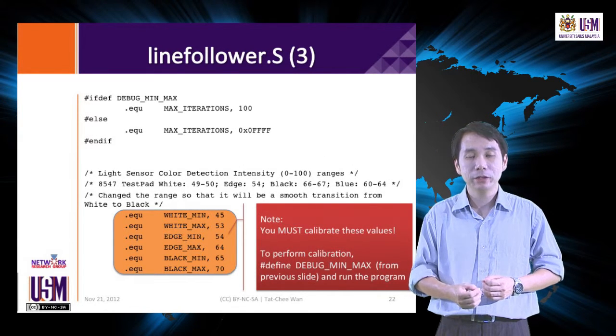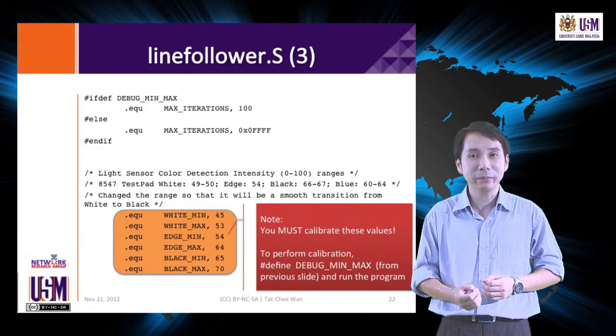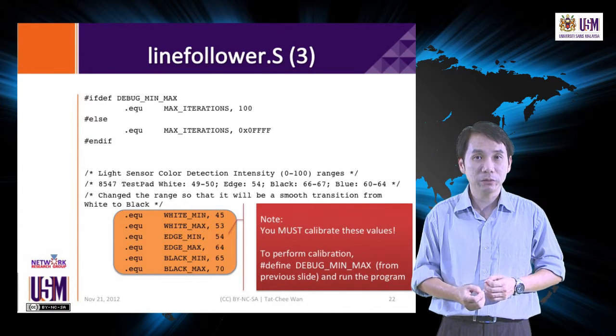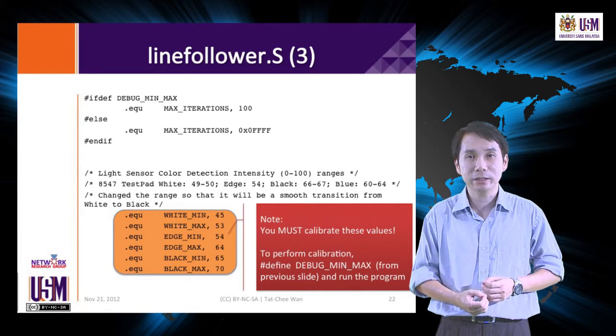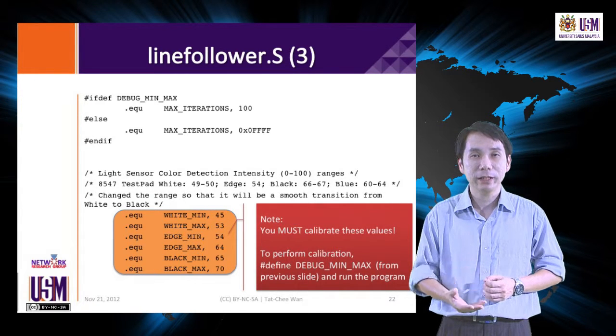Next, we will look at the various settings or values we use for determining whether the sensor is detecting a line, on the edge, or outside of the line. And these values, as mentioned, must be calibrated. So if we define debug min-max, the program will no longer operate in the normal way, but instead enter debug mode, where the values read by the light sensor are displayed on the LCD. And we can collect these values and later adjust the values defined here to reflect the actual settings of the board or the system that we need.